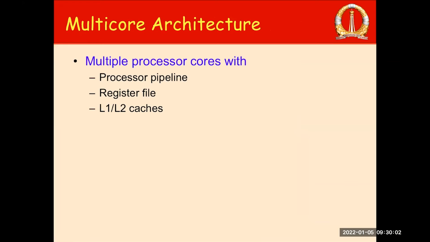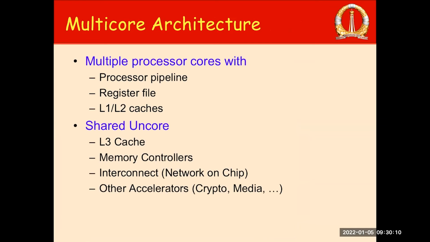So that's exactly what it is. Multiple cores, each core having its own processor pipeline, register file, L1, L2 caches, and then the uncore part, which is basically the shared L3 cache among the cores, the memory controllers, the interconnect, plus possibly other accelerators, and so on and so forth.